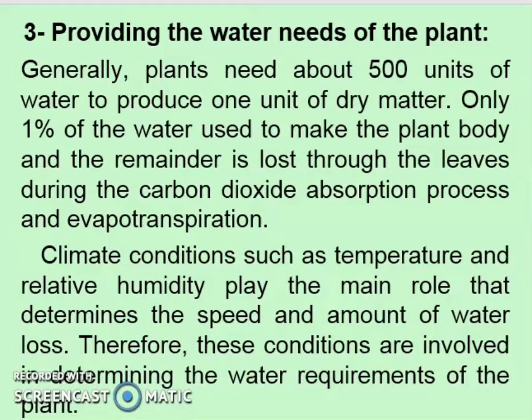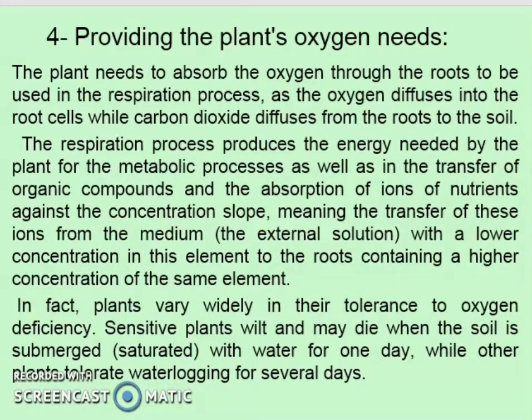Of course, climatic conditions such as temperature, relative humidity, and wind speed play a main role in determining the amount of water loss. The fourth point is providing the oxygen needed by the plant. The plant needs oxygen for the root, because the root carries out respiration processes. So the plant takes the oxygen from the soil. As you know, between the soil particles there are pores. These pores are filled either by water or air. So the air in the soil is used by plant roots.